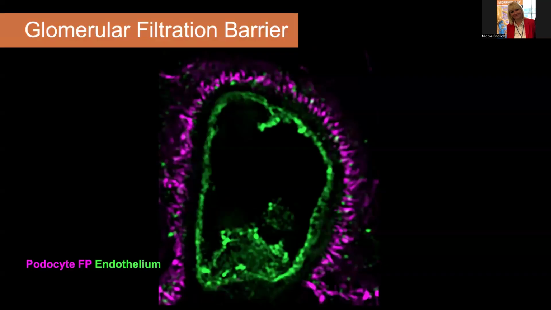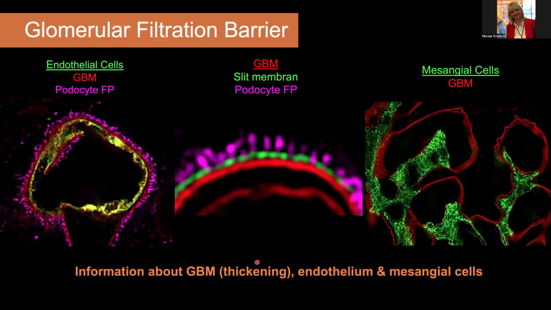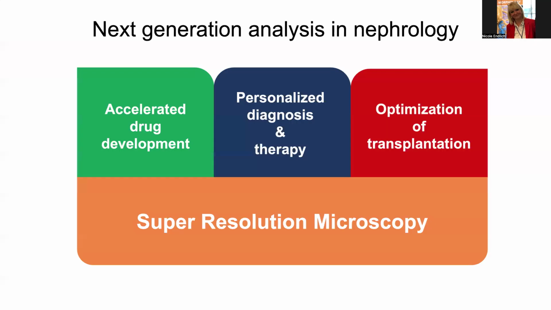And you can also look at other components of the filtration barrier, such as here the endothelial cells, the capillary loops, the GBM, and the podocyte foot processes in this triple staining. For the GBM staining in combination with the slit membrane, but you can also stain mesangial cells and make a quantification later on. Now, I think this is the next generation of analysis in nephrology, and I hope I could convince you that this is really the future in determining changes of the podocyte foot processes.